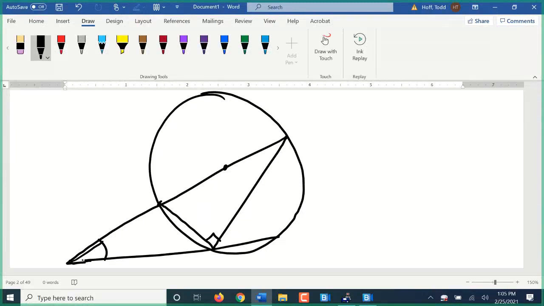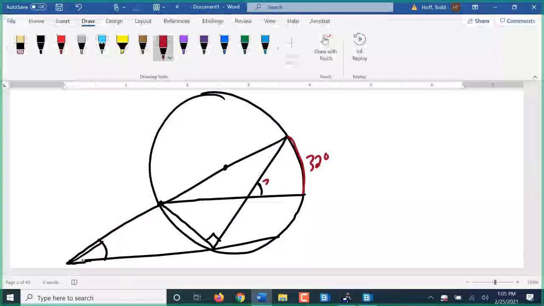I need one more piece here. I gotta figure out where I want to put it. We will do it right there. So I am going to tell you here that this is a 32-degree arc. And I'm going to tell you that this angle here is 36 degrees.